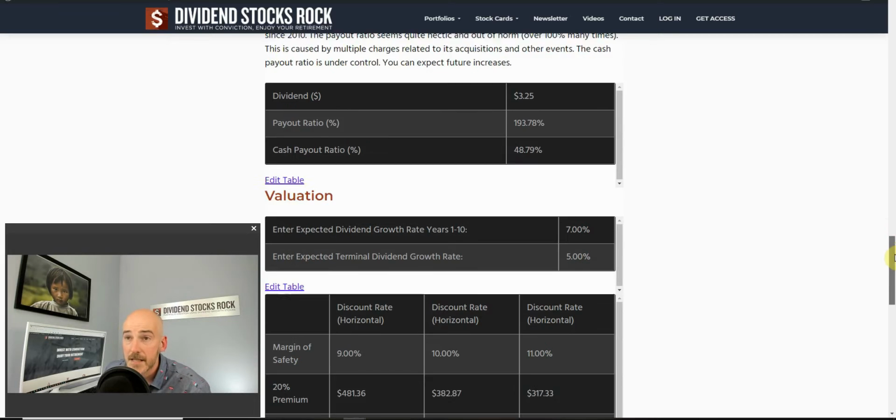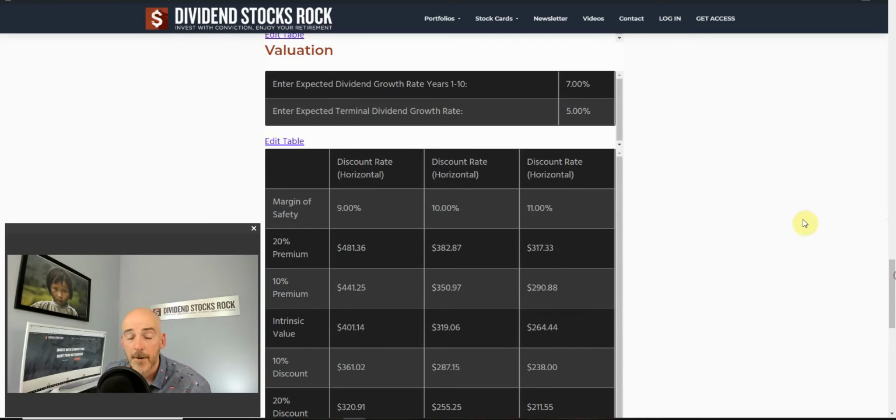Then the last section of the stock card is very important to many investors. For me, not too much, I'll be honest. I have done another video about the valuation section. For me, it's a lot more important to get a company that has strong growth vectors and a very strong dividend triangle than the stock valuation, because it's just as good as your assumption.